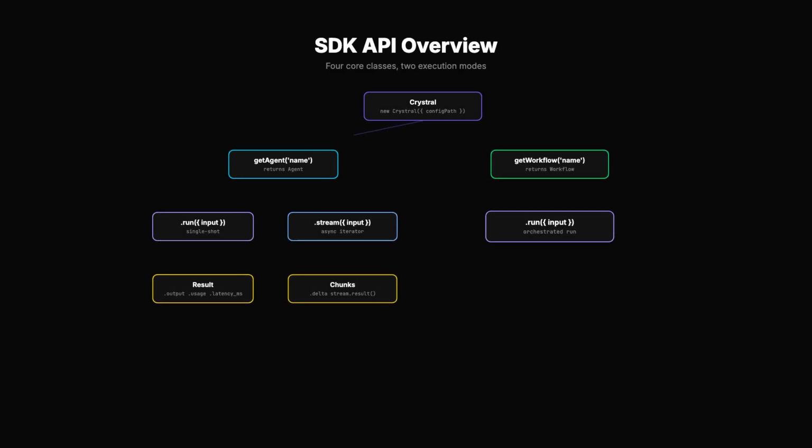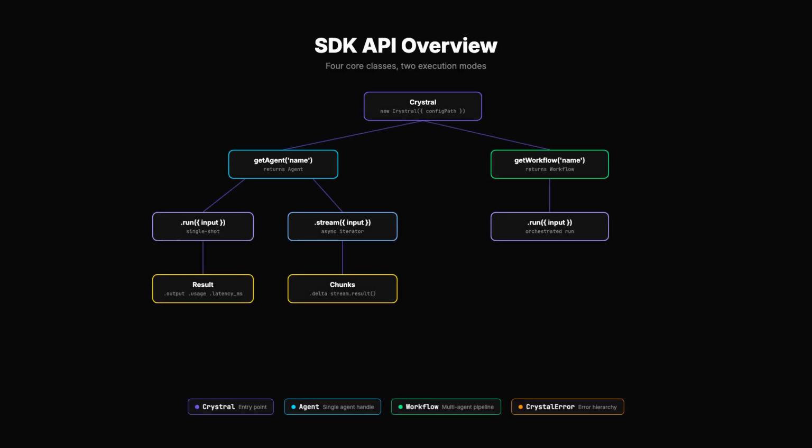Let's start with the big picture. The SDK revolves around four core classes. First is Crystal, the main entry point. You create one instance, point it at your YAML config directory, and it becomes your gateway to everything. From there, you call getAgent to retrieve a named agent, or getWorkflow to get a multi-agent pipeline. Both agent and workflow support a run method for single-shot execution and a stream method for real-time token-by-token output.